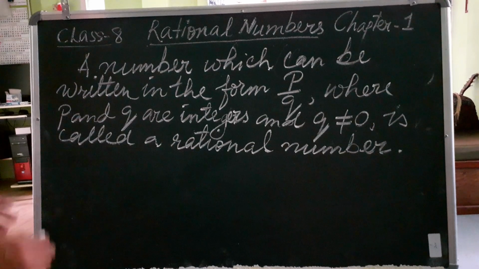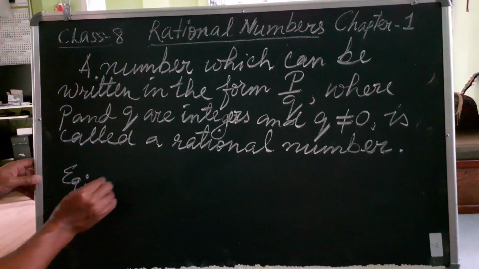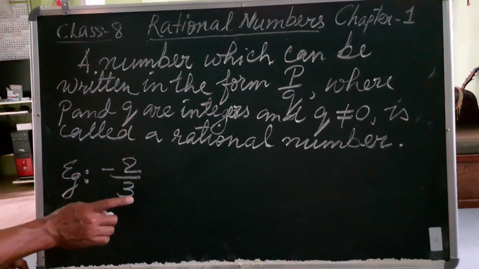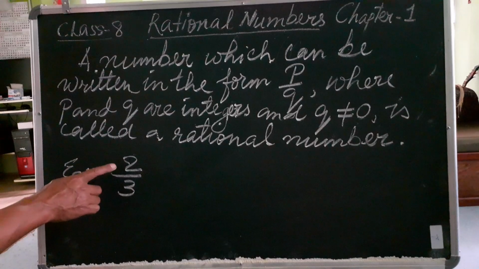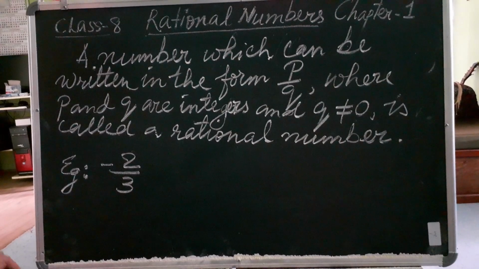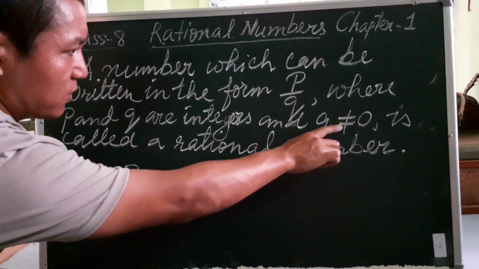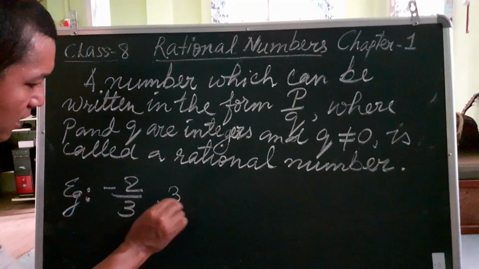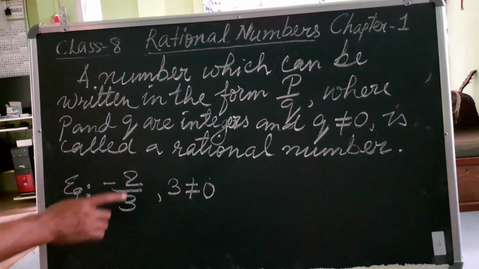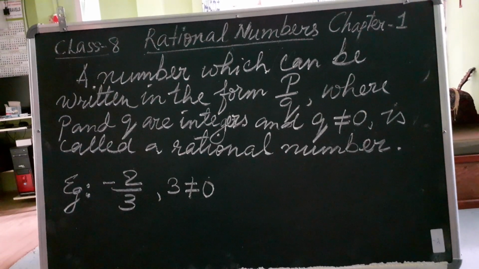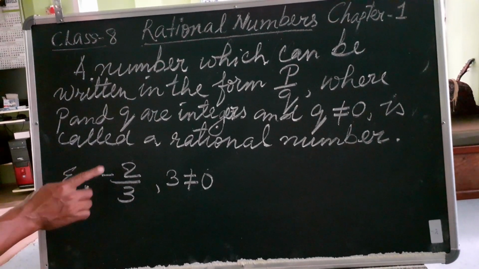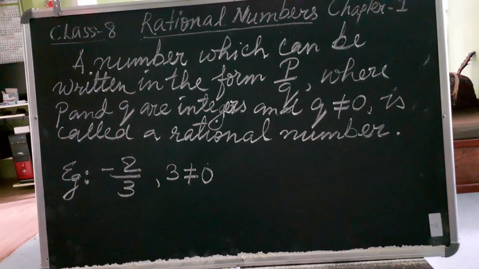For example, minus 2 by 3. It is in the form of P by Q. Minus 2 is an integer and 3 is an integer, and Q is not equal to 0. Here 3 is not equal to 0. So minus 2 by 3 is a rational number, and it is a negative rational number.